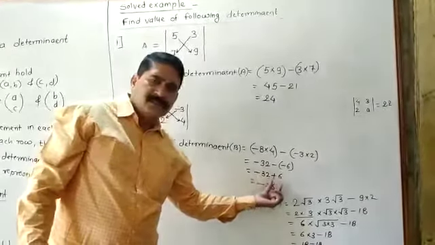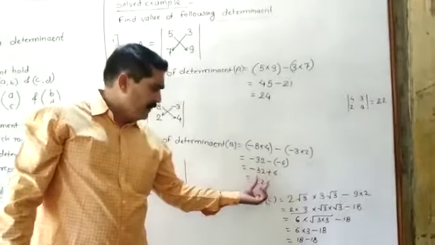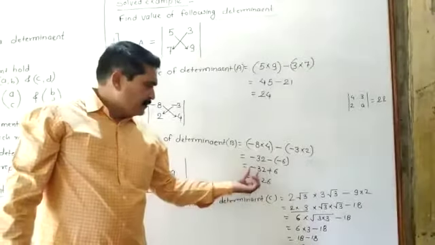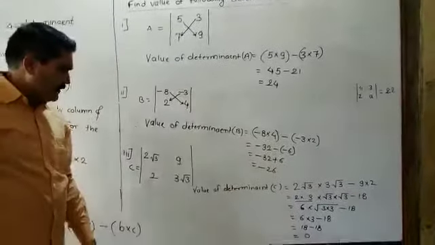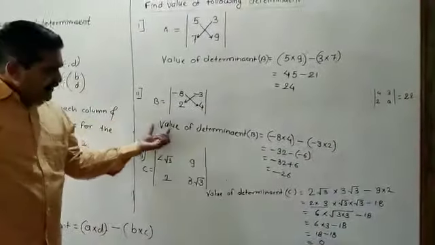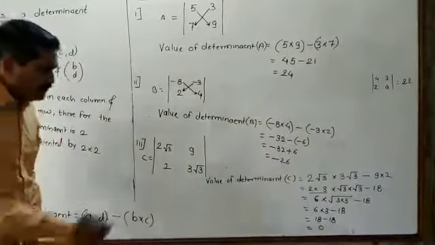Minus 32 plus 6. One number is positive, another number is negative. Find the difference between their magnitudes and give the sign of the greater magnitude. So minus 26 will come. Then the value of the determinant B is equal to minus 26. Now you have to come to the next one.